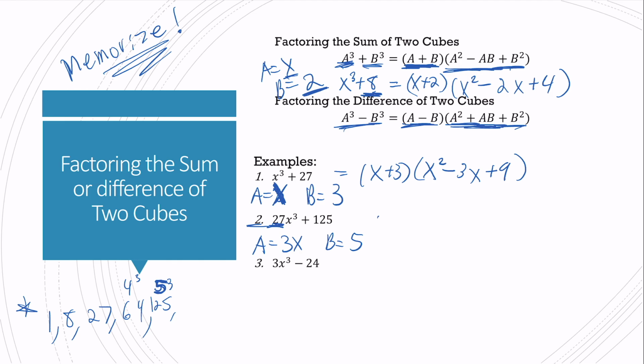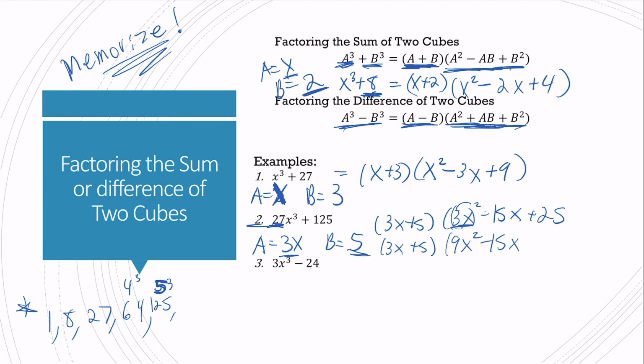So this is going to factor to 3x plus 5 times 3x squared minus 15x, because it's 3x times 5, plus 25. Well, this 3x squared, that's going to become 9x squared, because we have to distribute that square to both. We learned that in module 4.